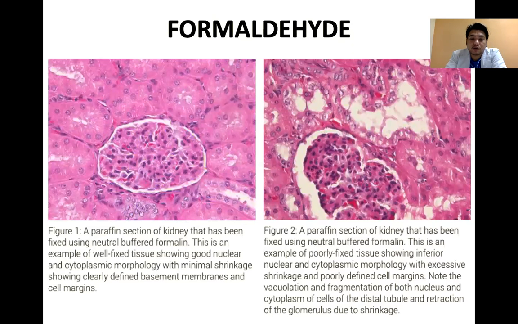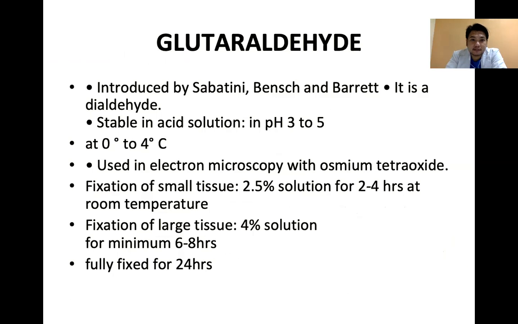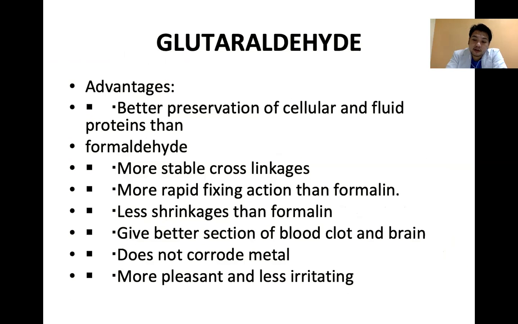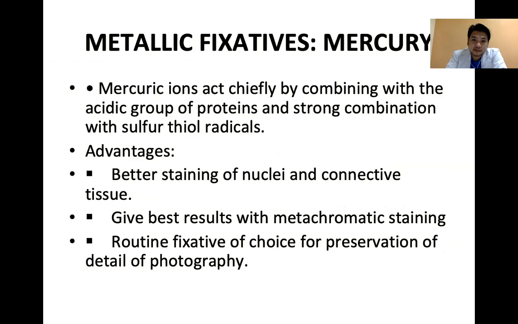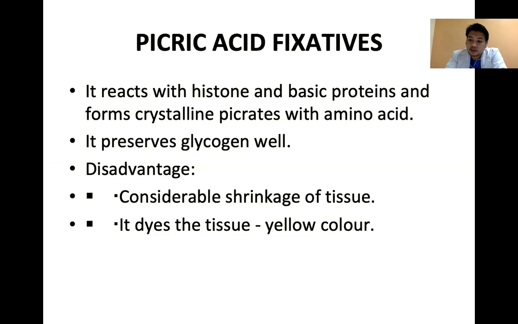This is the appearance of stained tissues fixed with formaldehyde or formalin. These are categories of different types of formalin. Formaldehyde is another good fixative. Mercury chloride is one of our metallic fixatives. The downside of these fixatives is that they cause blackening of the tissues. And today we no longer use mercury in laboratories.